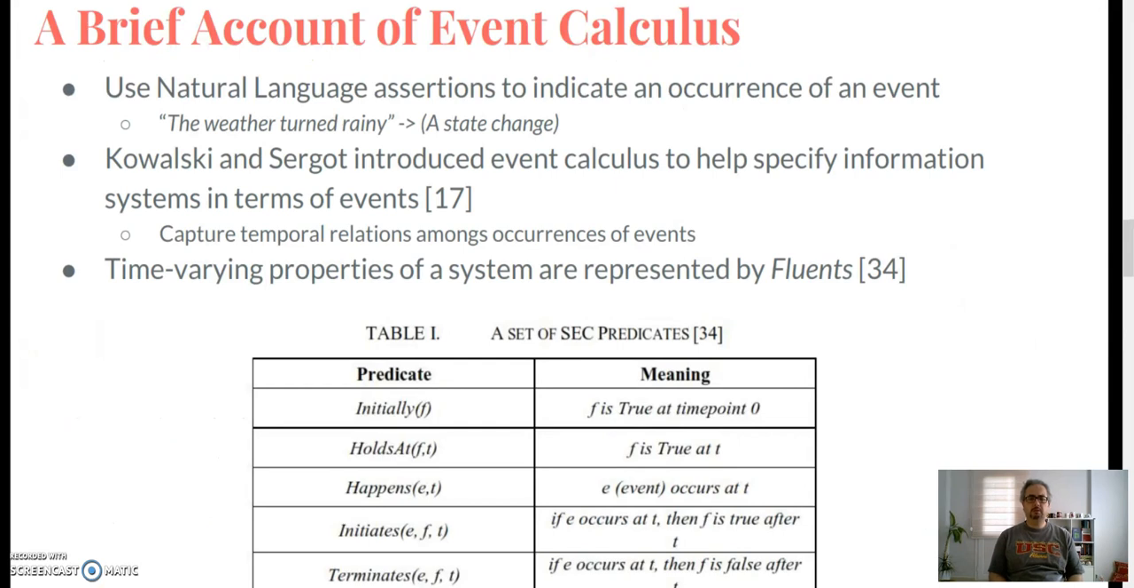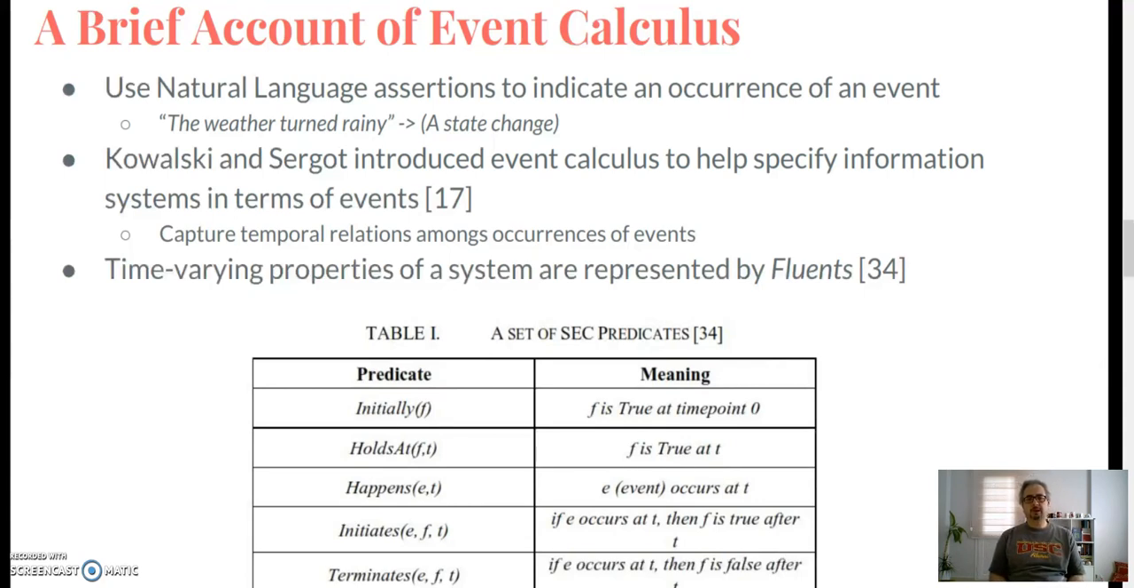Before going into how we describe these basic ideas in a complex event processing environment, we need a middle step in order to describe a system in terms of events. In order to do that, we are going to use event calculus. In the real world, we use natural language assertions to indicate an occurrence of an event. For example, if you say the weather turned rainy, it means that it started raining. This is an event, and it indicates a state change.